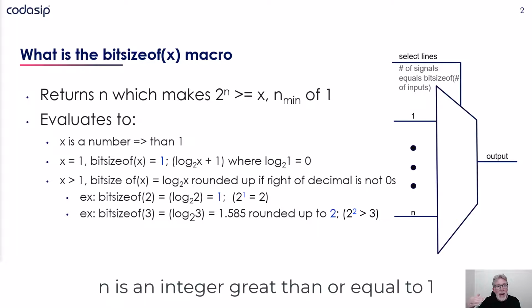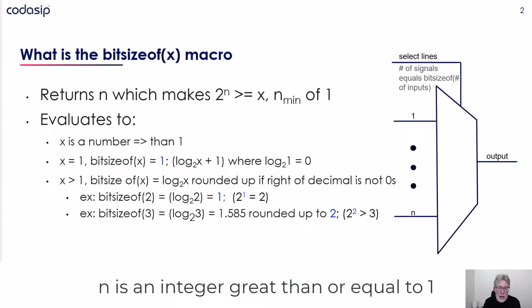Now, as I'm adding inputs to this multiplexer, my number of select lines will need to change. For example, if I have 2 inputs, I only need 1 select line. But as soon as I go up to the 3rd input, now I need 2 select lines. So we will use this in declaring our signals, in particular for the select lines of our multiplexers.